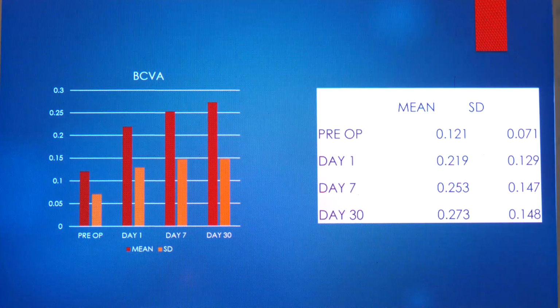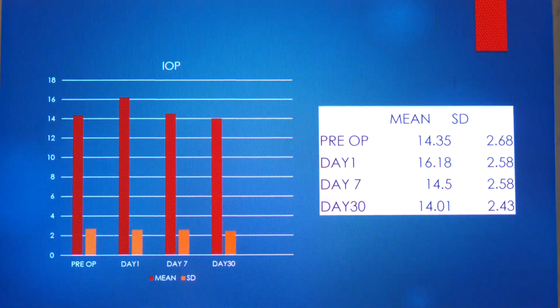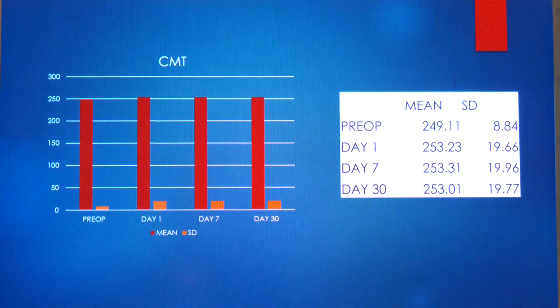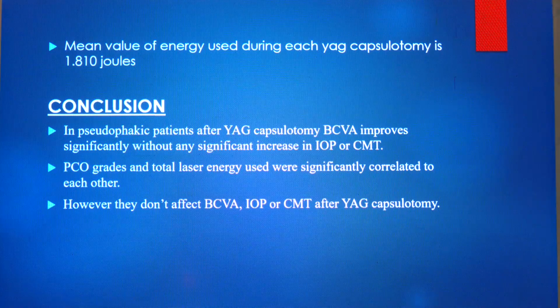So this is the data comparing the BCVA pre-op, day 1, day 7 and day 30. There is a gradual increase, there is visual improvement from the pre-op day to day 30. This is the IOP. There is an initial rise in IOP, followed by a decrease, and it remains almost the same for day 1, day 7 and day 30. Central macular thickness for day 1, day 7 and day 30 is almost the same. The mean value of energy used during each YAG capsulotomy is 1.81 joules.